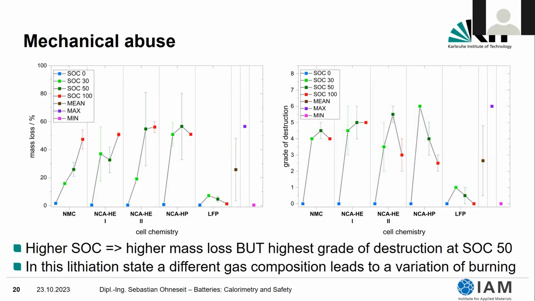But once again, the highest grade of destruction is not at SOC 100. In this case, we found it at SOC 50. So that is a little bit harder to explain. And we do not have so much support on this, and maybe understandably are not able to get a lot more data from this very short test that just leaves the destroyed battery behind. But we think that with this lithiation state, a different gas composition must change the way the battery burns and bring it to a more explosive burning instead of a continuous burning that leads to a lower state of destruction. But I'm very happy to discuss this.